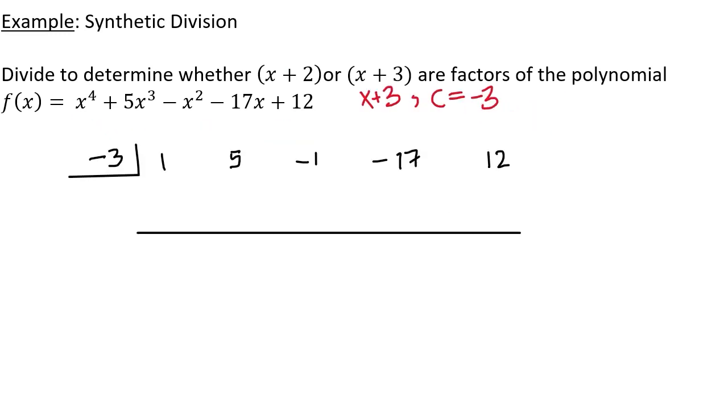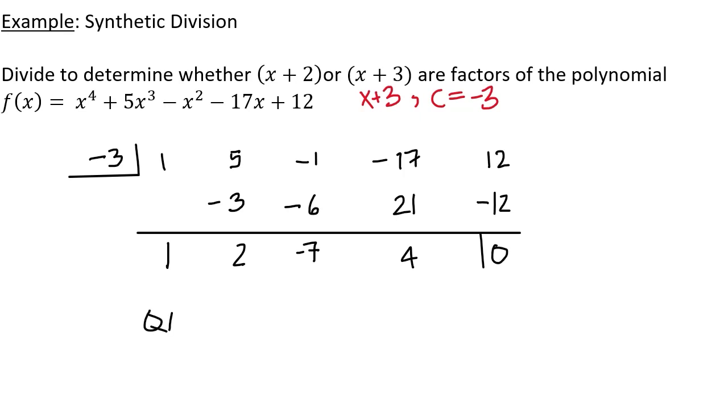Next, we'll use synthetic division to determine if x plus 3 is a factor, so that means c must be negative 3. I'm going to bring down the 1, multiply negative 3 and 1, that's negative 3, so that gives me 2. 2 times negative 3 is negative 6. Add negative 1 and negative 6 together, that gives me negative 7. Negative 3 multiplied by negative 7 is positive 21. Now I'm going to add negative 17 and positive 21 together, that gives me 4. 4 times negative 3 is negative 12. The remainder this time is 0.